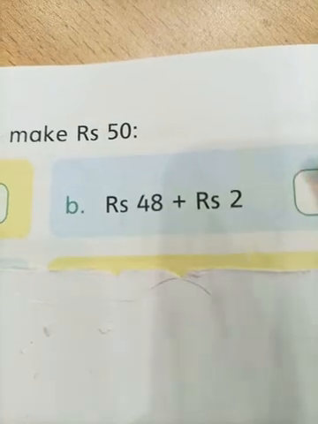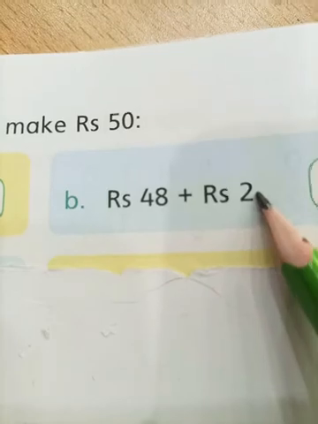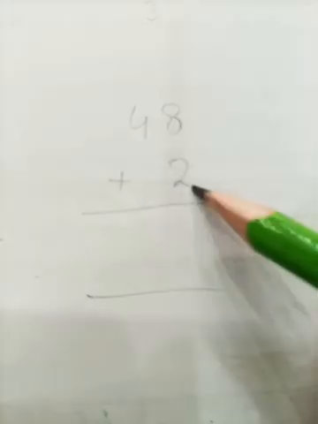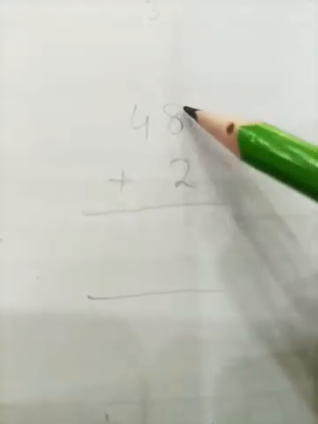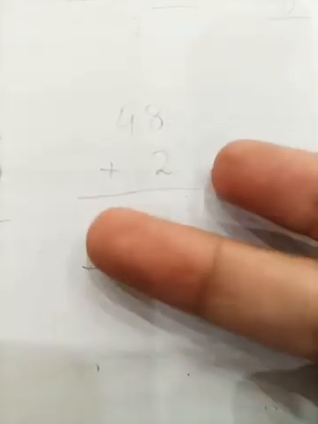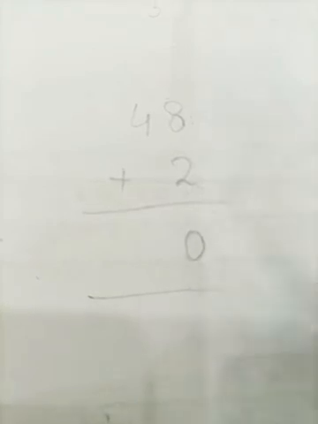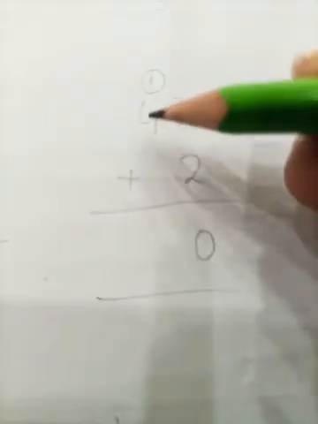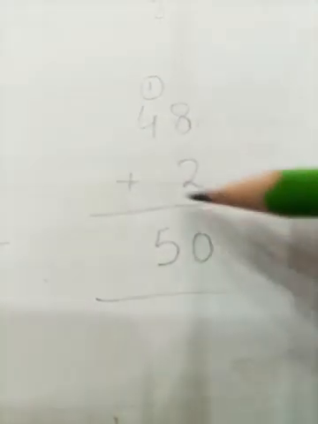So students, here I have to add 48 rupees and 2 rupees. Here we are adding 48 rupees and 2 rupees. Let's add it. 8 and 2. 8, 9 and 10. With the two fingers, I get the number 10. I will write the 0 here and 1 above in the carry. So 4 plus 1, 4 and 1 is 5. Students, my answer is 50.